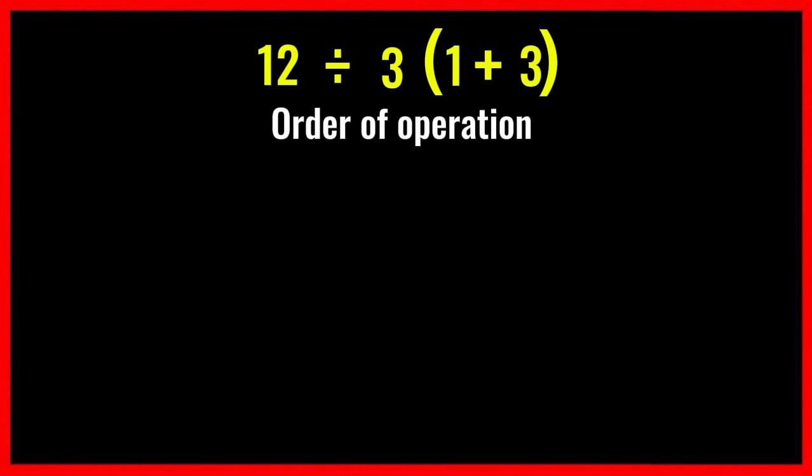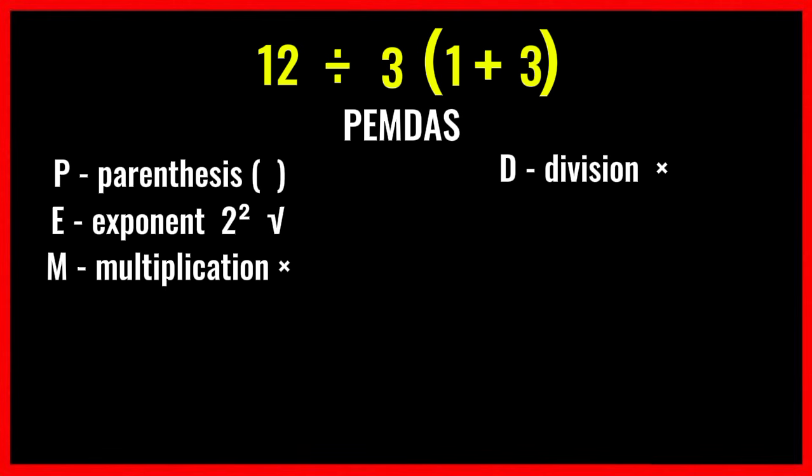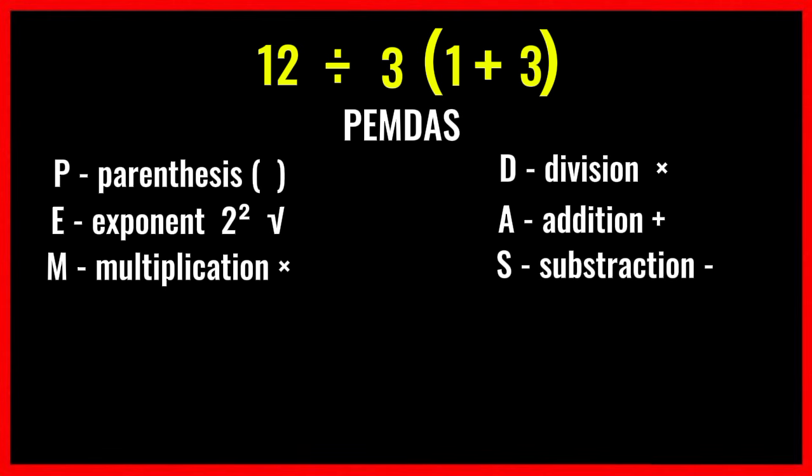Because according to the order of operations, which is PEMDAS, P stands for parentheses, E stands for exponent, M and D stand for multiplication and division, and A and S stand for addition and subtraction. First, we have to do parentheses, then exponent, then multiplication or division, and then finally addition or subtraction. Remember that multiplication and division have equal priority, and we have to work from left to right. And the same applies to addition and subtraction.